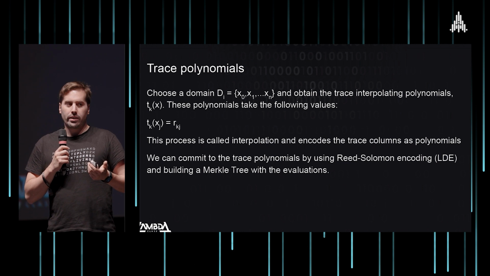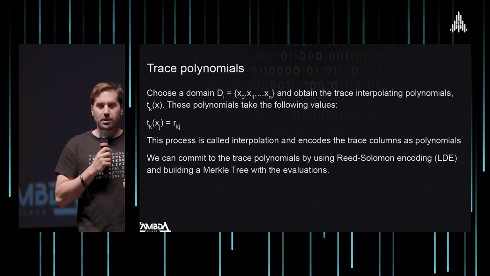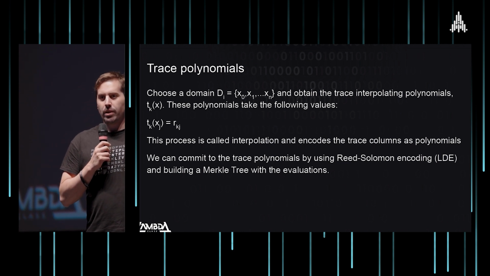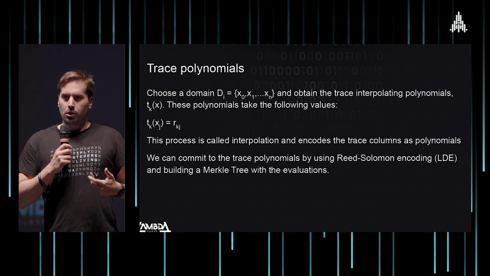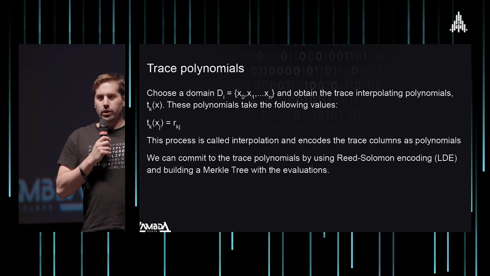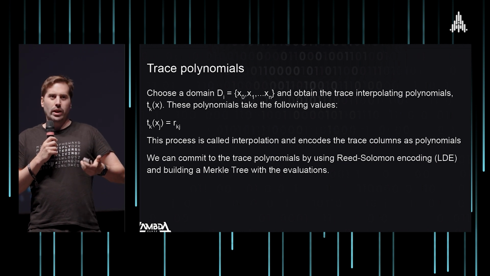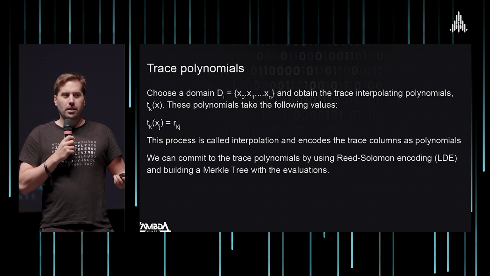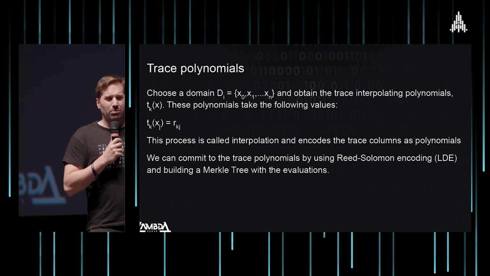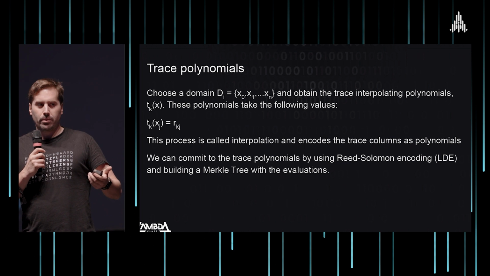And to make sure that the prover doesn't cheat, we have to commit to the execution trace. The way we do it is by using Reed-Solomon codes. We choose a larger domain and we evaluate the polynomial. Since the polynomial has degree n, when evaluating over m points, with m larger than n, only n of those values are needed to determine the polynomial.